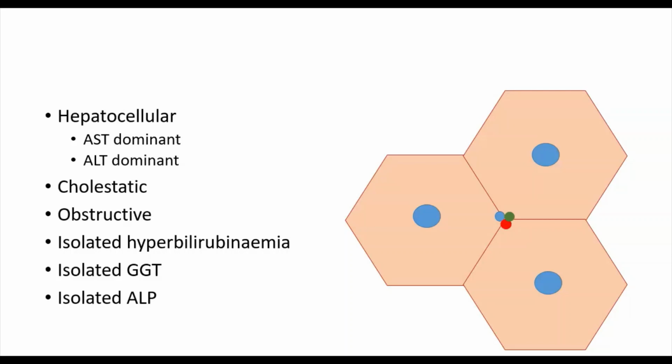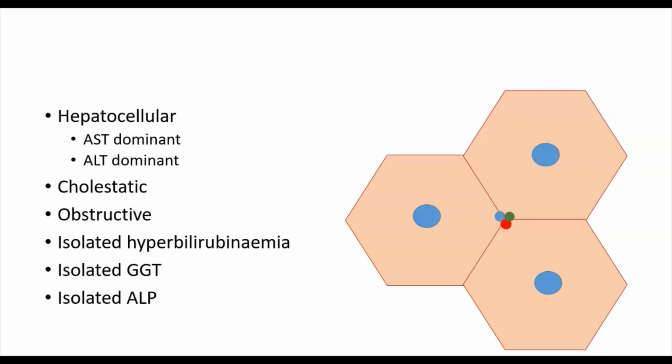A subtype of a cholestatic pattern is the obstructive pattern, where there is a derangement in the ALP and GGT, but importantly also an elevation in the bilirubin, specifically conjugated bilirubin, as we've previously discussed. This obstructive pattern indicates there is some sort of mechanical obstruction along the biliary tract, which can be anywhere from the sphincter of Oddi all the way through to the intrahepatic biliary duct.